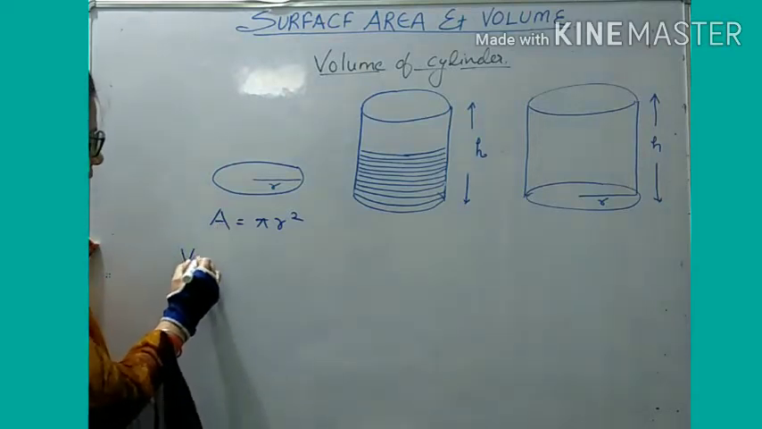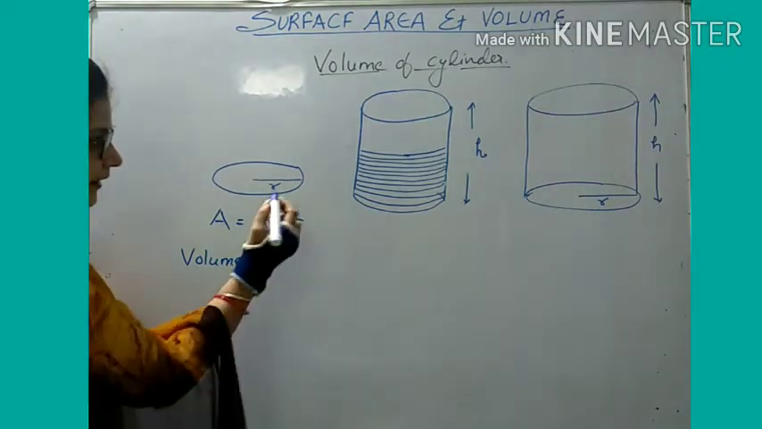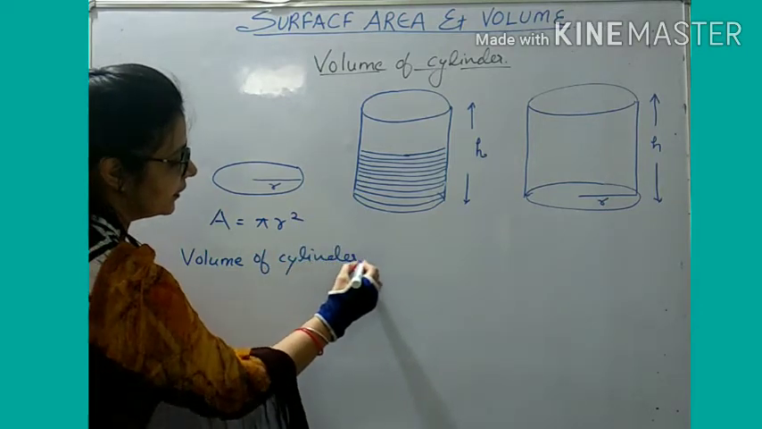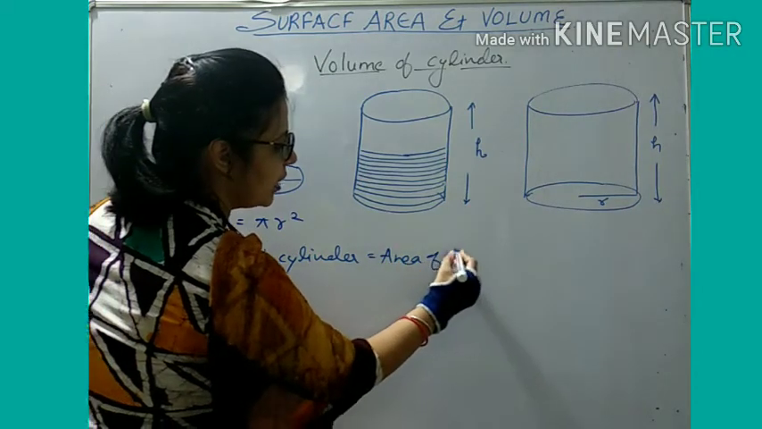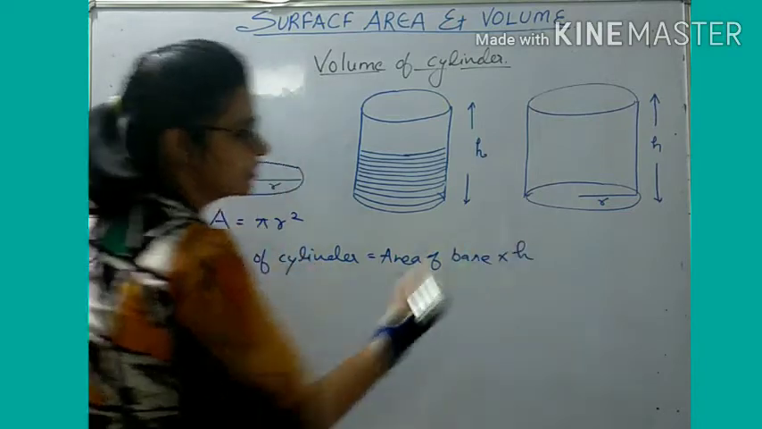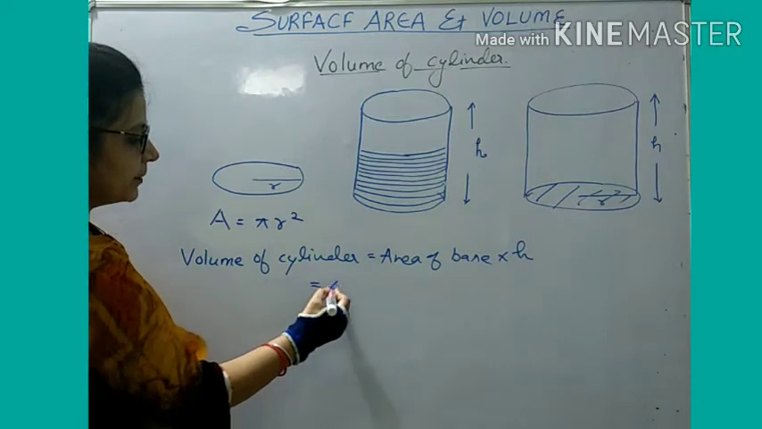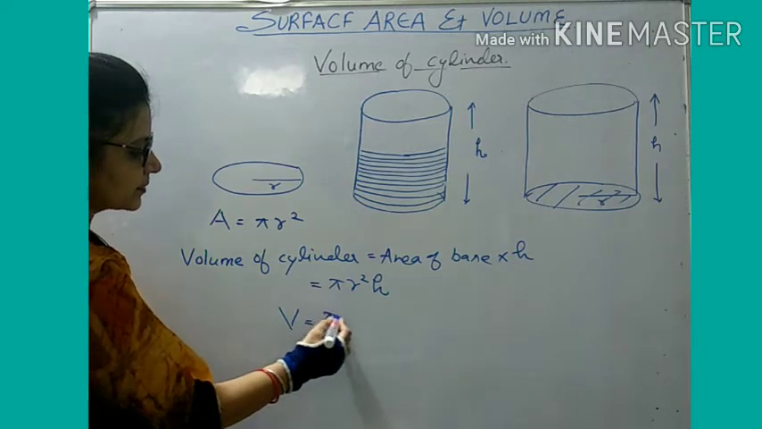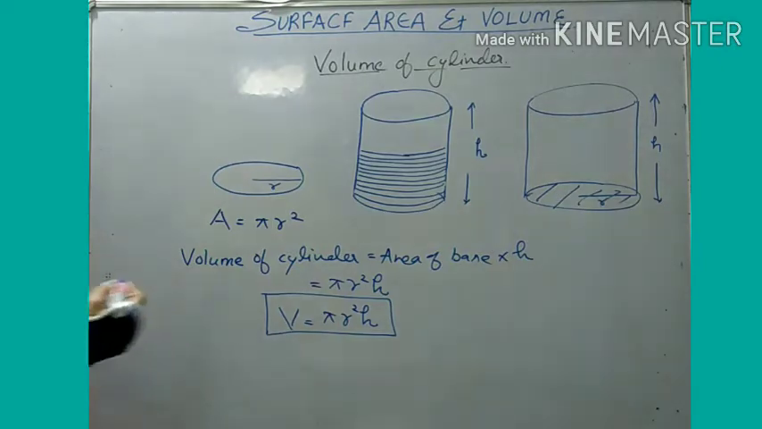Now, what will be the volume of the cylinder? Or what is the capacity of this cylinder? So, the volume of the cylinder will be given by the area of base into height. Now, what is the base? Base is a circle. So, it will be pi r square into h. Thus, the volume of cylinder is pi r square h, where r is the base radius and h is the height of the cylinder.